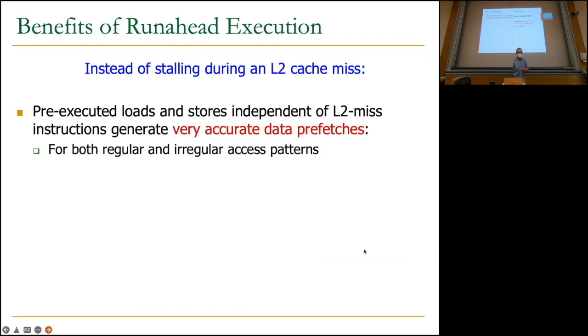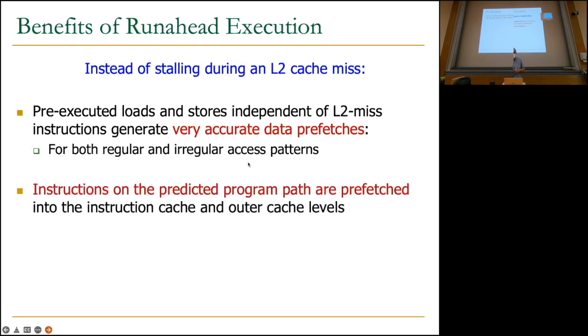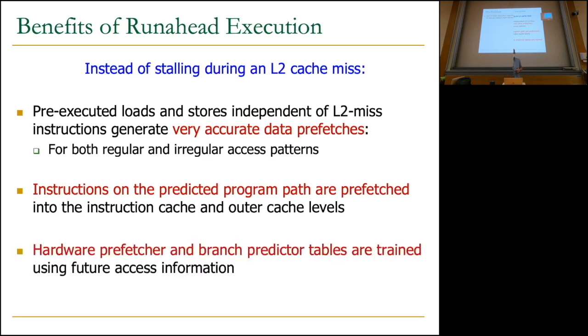Okay, so that's basically what I just said. Instead of stalling, these pre-executed loads and stores independent of these L2 miss instructions generate very accurate data prefetches. Very accurate because you're following the program path for both regular and irregular access patterns. Also, you do instruction prefetching. Instructions on the predicted program path are prefetched in the instruction cache and also outer cache levels. So that's nice. You can do both instruction and data prefetching because you're really executing the program that you're going to execute in the future. And on top of this, hardware prefetcher and branch predictor tables are also trained. So you have this prefetcher.